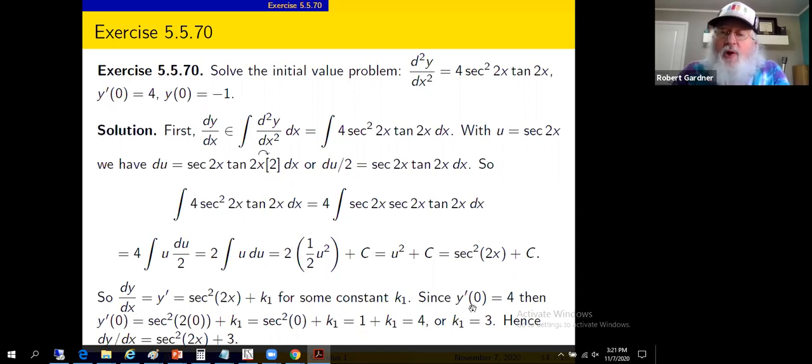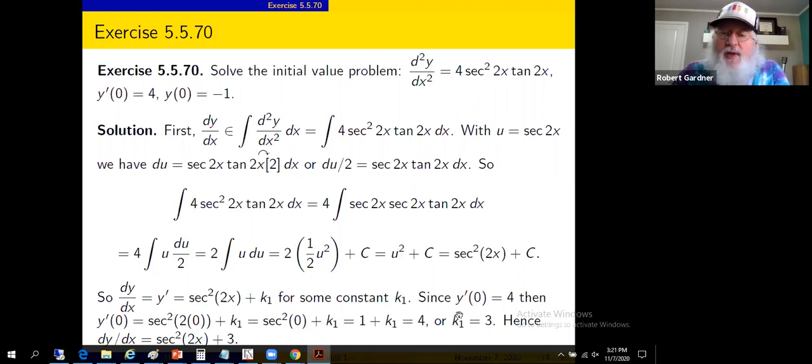Plug 0 into y prime, supposed to get 4 out. Well, then plug 0 into y prime. Y prime of 0 would be secant squared of 2 times 0, plus k sub 1. That's secant squared 0 plus k sub 1. Secant of 0 is 1. It's 1 over the cosine of 0, which is 1 over 1. It's 1, plus k sub 1. And we want that to equal 4.